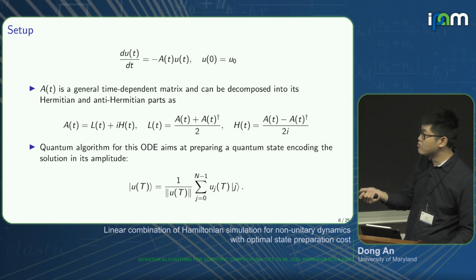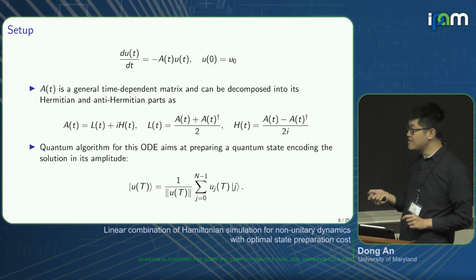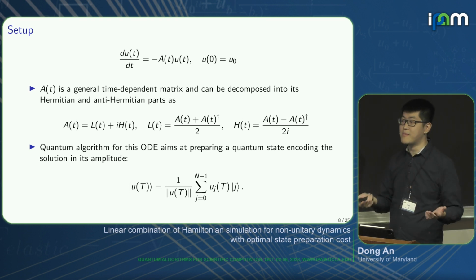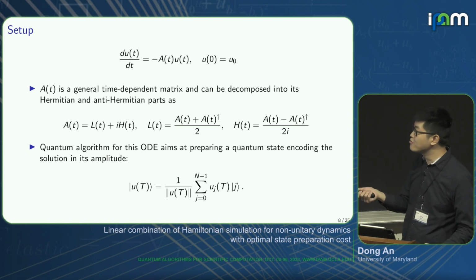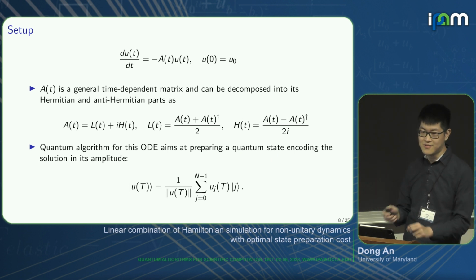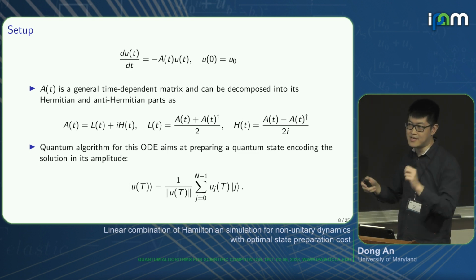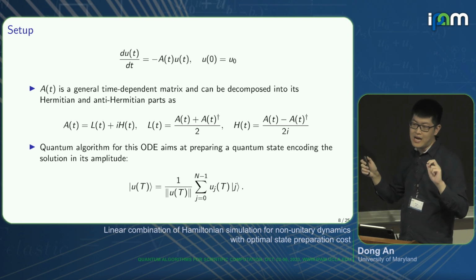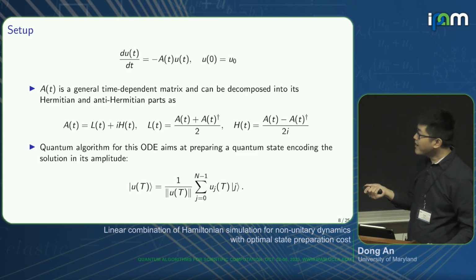That is, I will decompose A to be L plus iH. Here, L and H are both Hermitian matrices. And I want to mention that this is not an assumption. It is just a decomposition for any matrix, because we can always define L to be (A plus A dagger) over 2, and H to be (A minus A dagger) over 2i. So this is really not an assumption, it is quite general. You can also view this as a matrix version of the decomposition of a complex number into its real part and imaginary part.